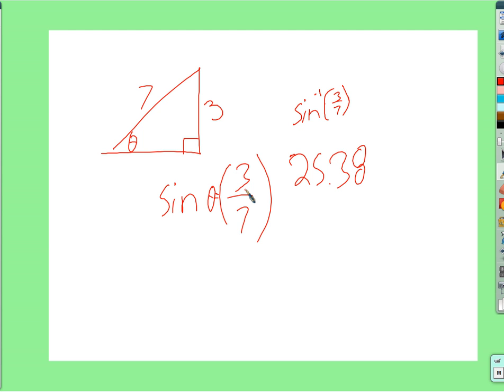Okay. So sine to the negative one here means the inverse, which means give this function a sine, and it will give you the angle. This other function, you give it an angle, and it gives you the sine. So this is 25.38, which means this is 54.6. Want to find that other angle, 7 squared minus 2 squared.